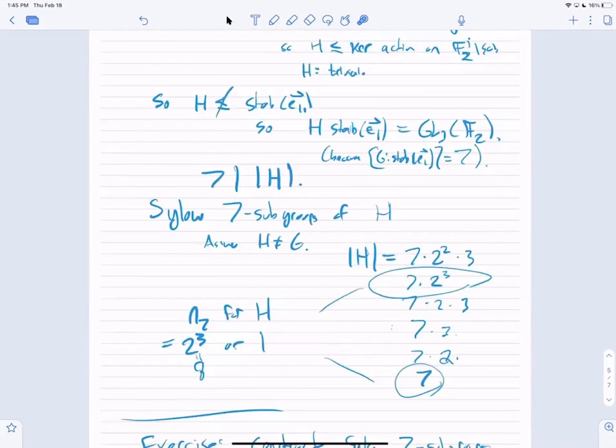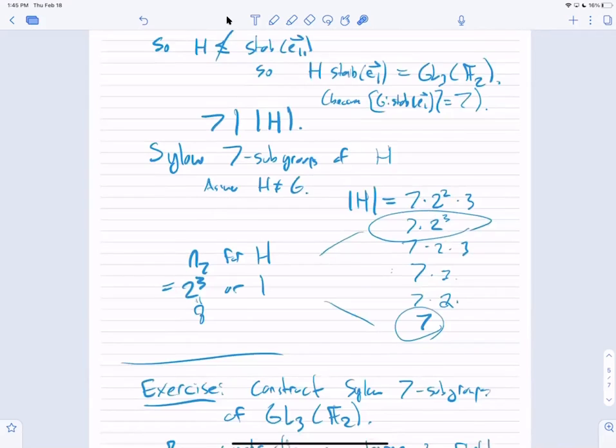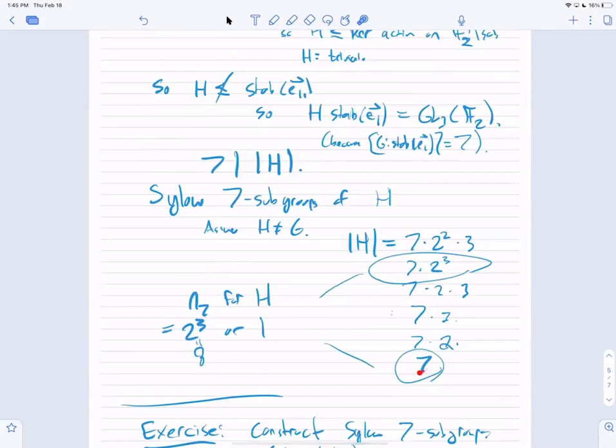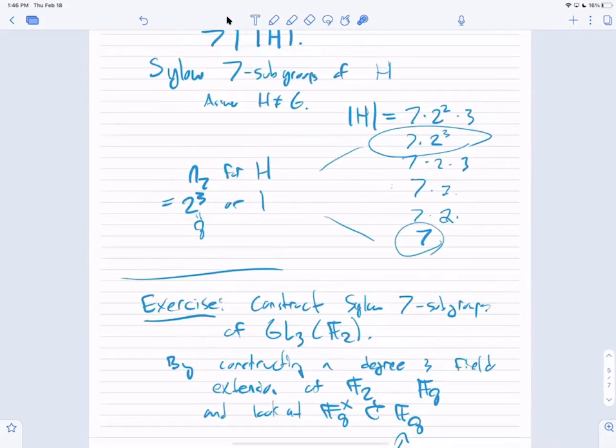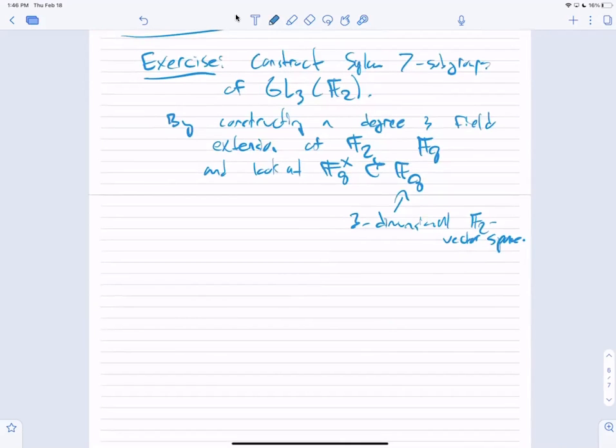Okay, so that was the point. If there was just one Sylow 7 subgroup of H, then there'd only be one Sylow 7 subgroup of all of G, because H is normal in G. So if we can produce more than one Sylow 7 subgroup, then we rule out that case and conclude that H has size 7 times 2 cubed.